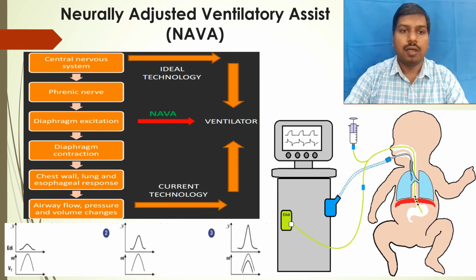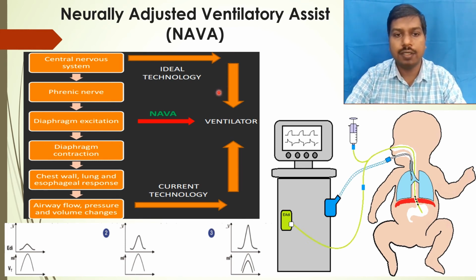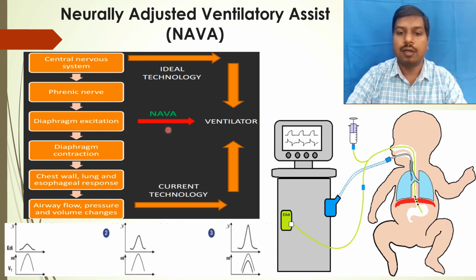Another mode is neurally adjusted ventilatory assist. Here, the ventilation is controlled by the CNS, and if there is an increased requirement of ventilation, it will be triggered by the central nervous system, and it will increase the contraction of the diaphragm. The excitation of the diaphragm can be directly recorded by an electrode placed at the level of the diaphragm. It will record the electrical activity of the diaphragm and deliver the breath as per the diaphragmatic contraction. That is neurally adjusted ventilatory assist.